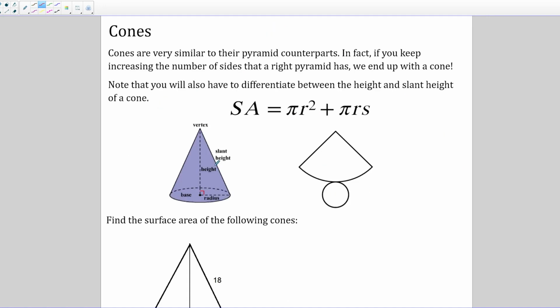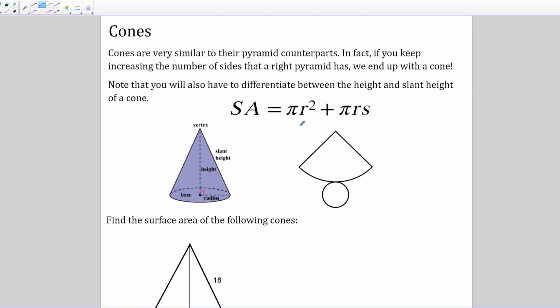So moving on to our next shape, which are the cones. You guys might notice that if we actually kept increasing the number of sides that a pyramid has, we actually end up with a cone. So we can see from our diagram here that a cone has 2 shapes. First of all, this circle at the bottom, and this, what I like to call a pizza wedge.